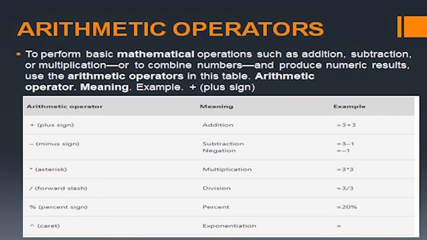If you observe here, arithmetic operators are these: plus is used for addition. Next one is the minus symbol, for subtraction or negation. Next one is asterisk, used for multiplication. Next one is forward slash, used for division. Percentage symbol is used to calculate the percentage, and caret, this symbol, is used to find the exponent value. So what are the arithmetic operators? Plus, minus, asterisk, forward slash, percent, and caret. These are all called arithmetic operators.